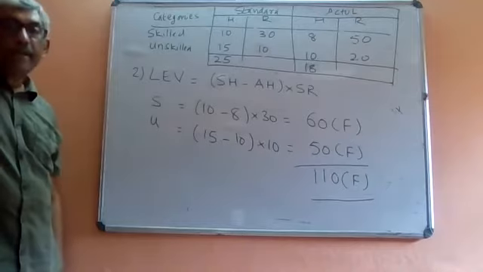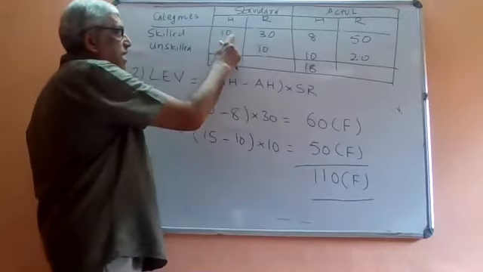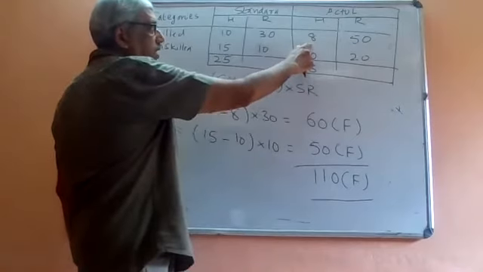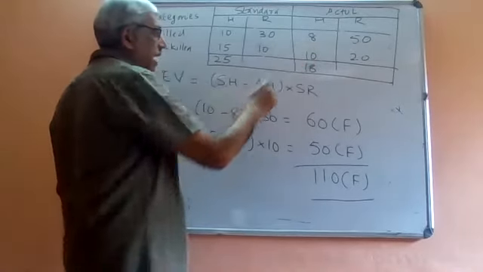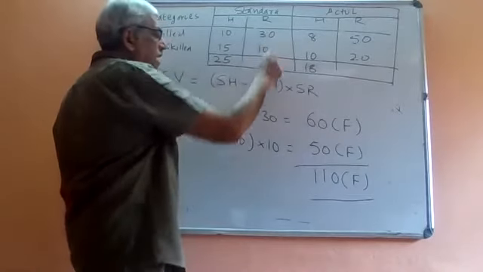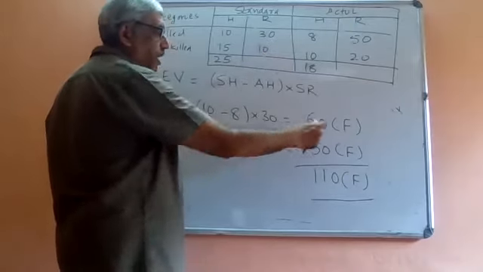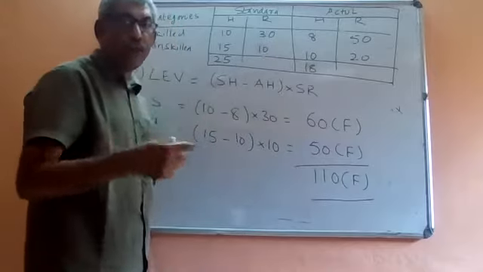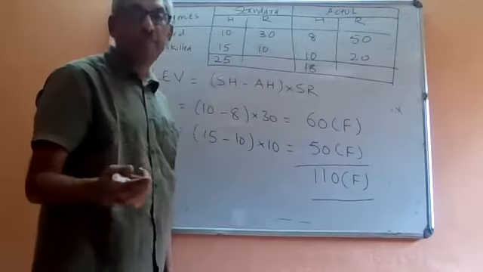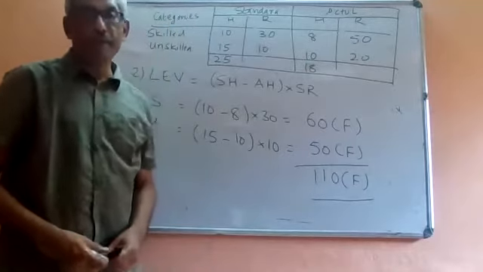So this is labor efficiency variance. The standard hour for skilled is 10 and for unskilled is 15. The actual hour for skilled is 8 and for unskilled is 10. Then the standard rate for skilled is 30 and for unskilled is 10. Here you get 10 minus 8, 2. 2 into 30 is 60. It is positive, so it is favorable. 15 minus 10 is 5, 5 into 10 is 50. Again it is positive, so it is favorable. And the total is 110 favorable.